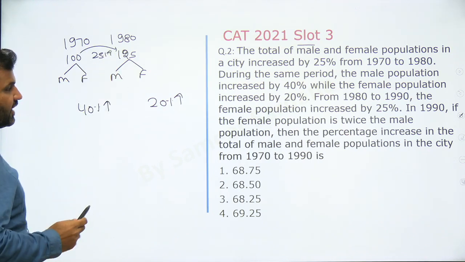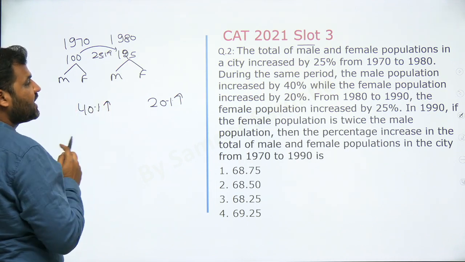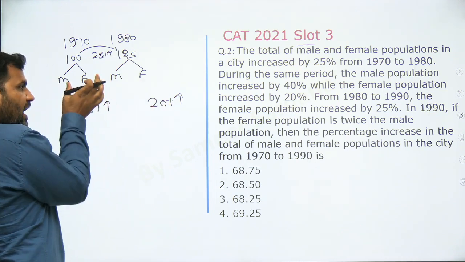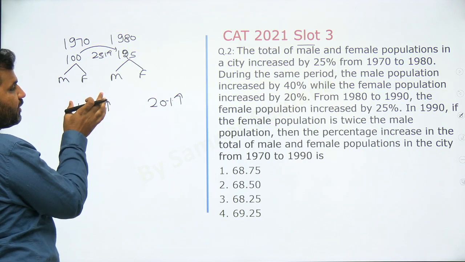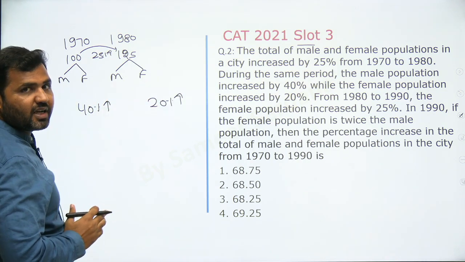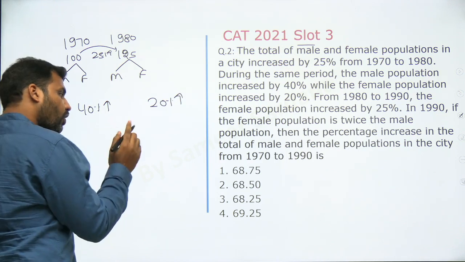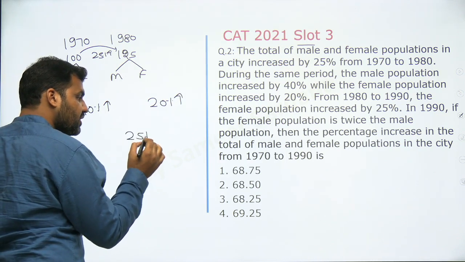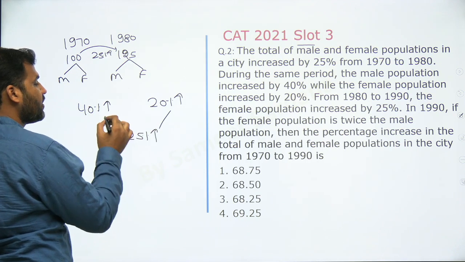So weighted average can be applied. Yes, a 40% increment and 20%. A part of the population is increased by 20%, a part by 40%. A part of the population gets increased by 20%, and the overall increment that I'm getting is 25%. So if you won't apply weighted average here, then when will you apply it?